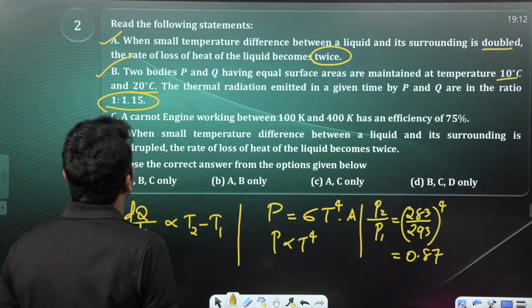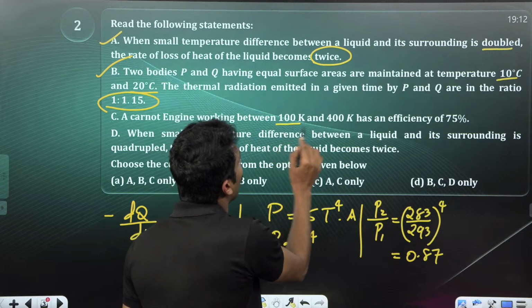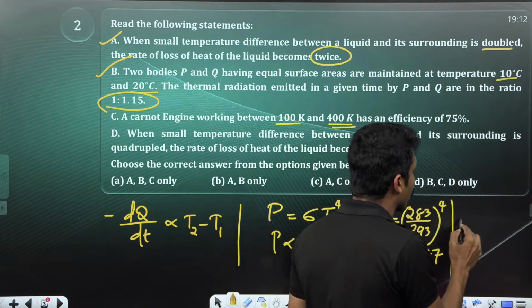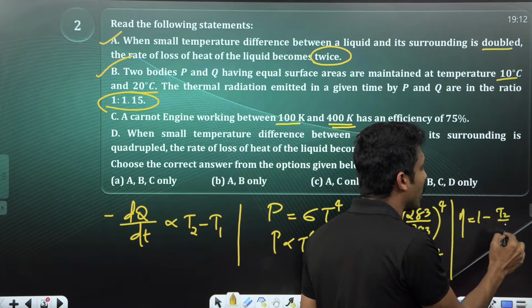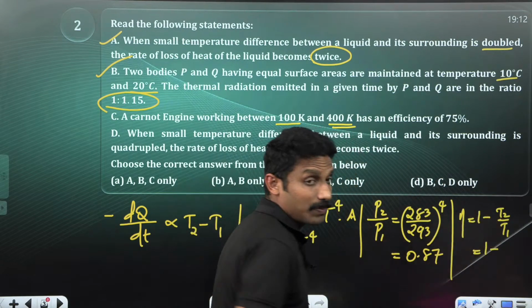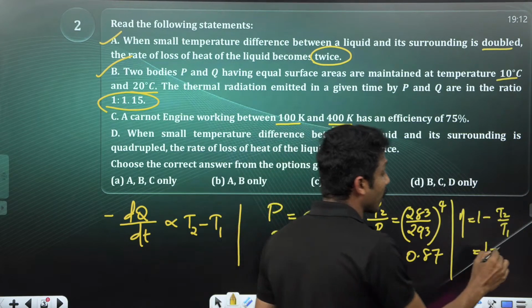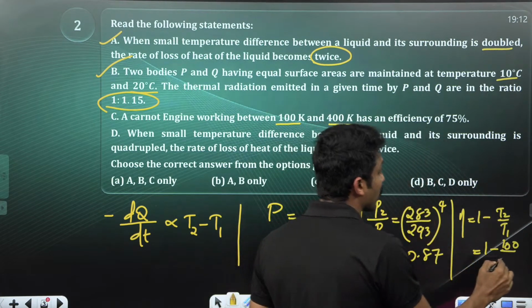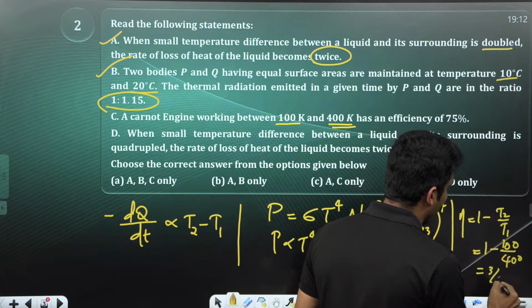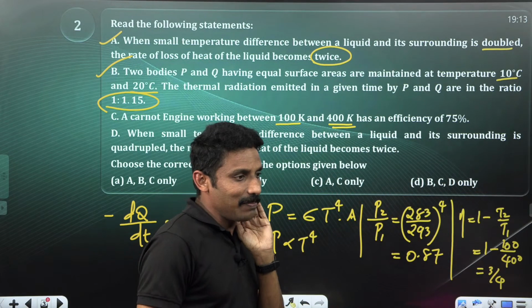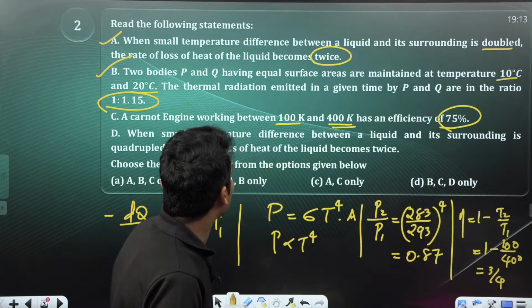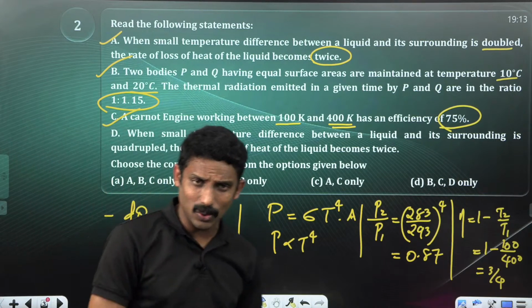Now see, a Carnot engine working between 100K and 400K has an efficiency of 75%. What is the efficiency of a Carnot engine? Eta is 1 minus sink temperature by source temperature, isn't it? Here T2 is the sink temperature, it is 100, divided by the source temperature, which is 400. This is 1 minus 1 by 4, which is 3 by 4. That is 0.75. In percentage it is 75%, isn't it? So this statement is also correct. C is also correct.